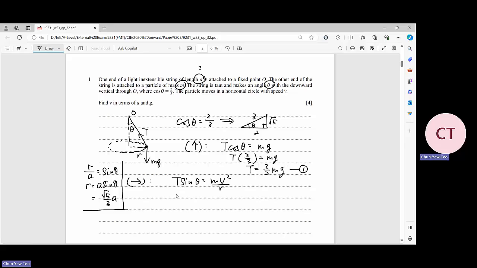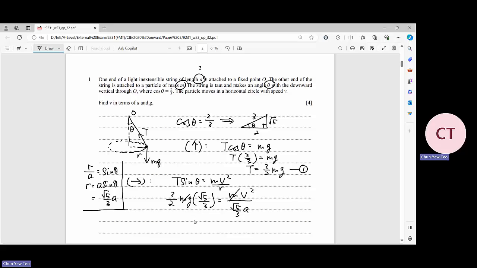So now T sine theta. T just now, from equation number 1, is 3/2 mg. Sine theta we know is square root 5 over 3. m we do not know. The v we do not know. m can be cancelled because we have m here, we can cancel it later. But never mind, no need to cancel it right now. Then the r, as we have found just now, is square root 5 over 3 a. So now you can start to cancel.